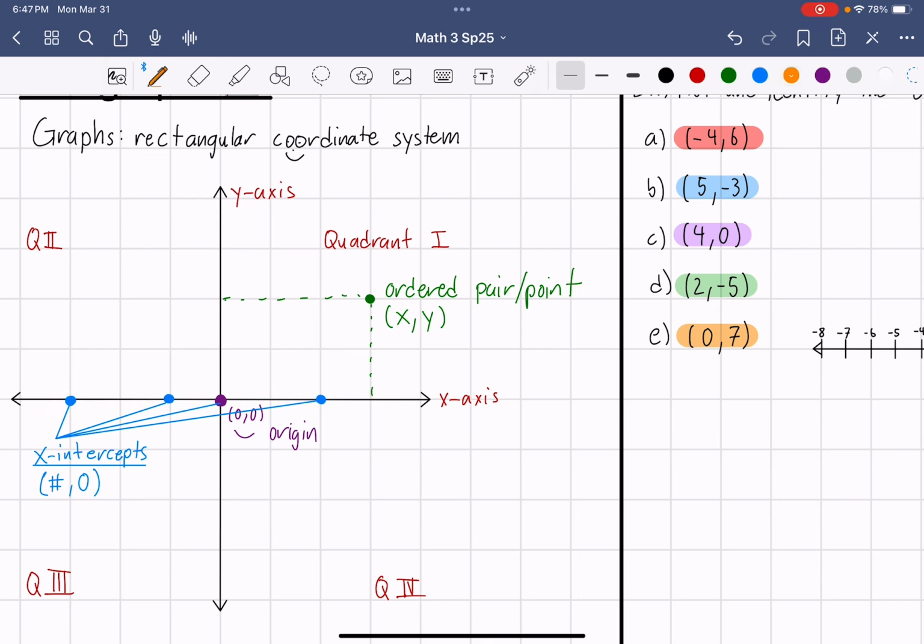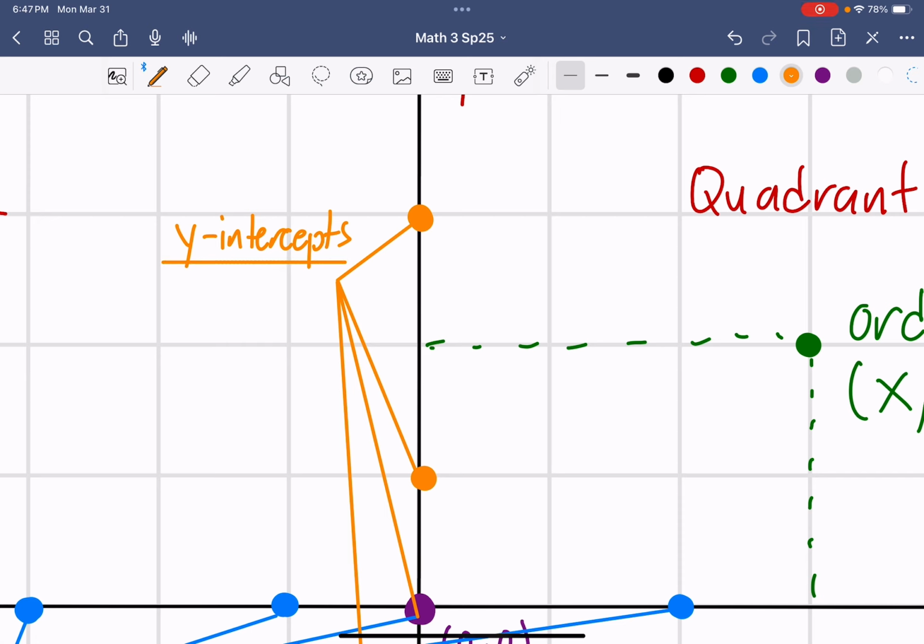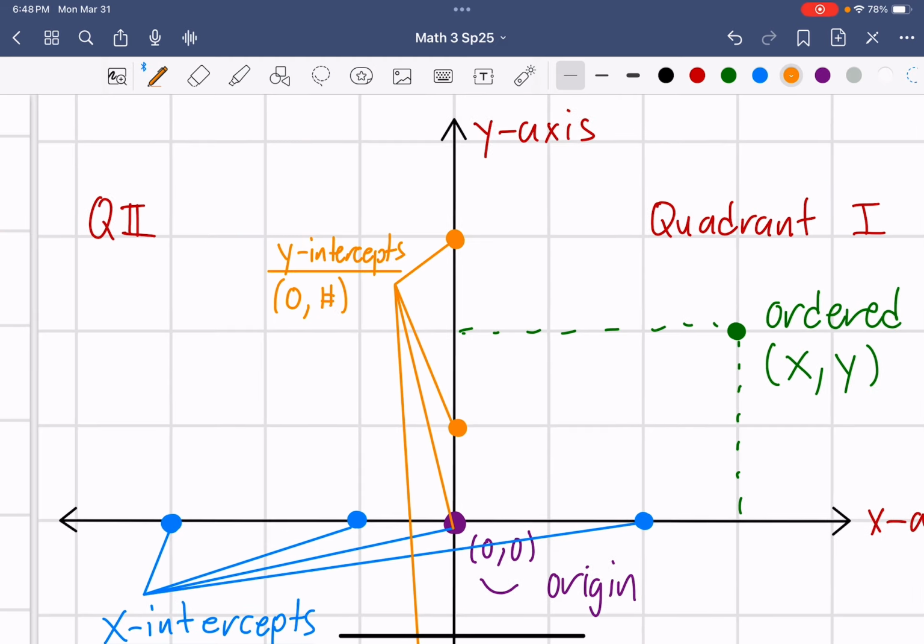And similarly, points that are on the y-axis, which will technically include the origin as well. I'm sure you can guess the name. They are known as y-intercepts. And that's because they have a 0 on the x and then some number for the y.